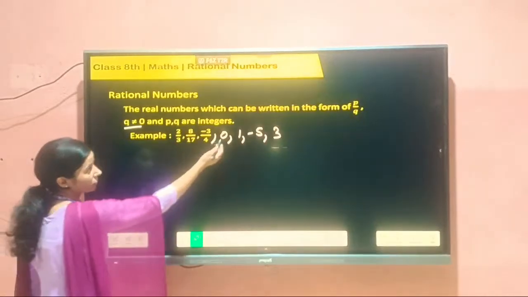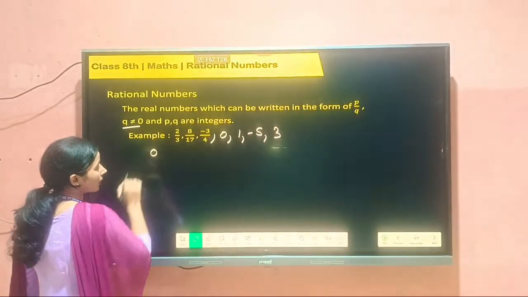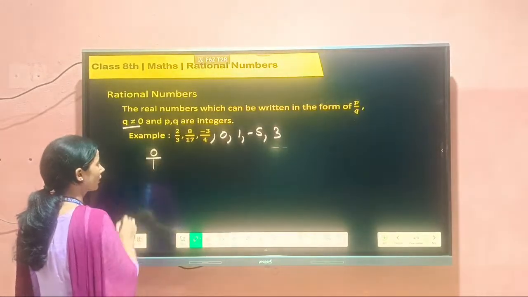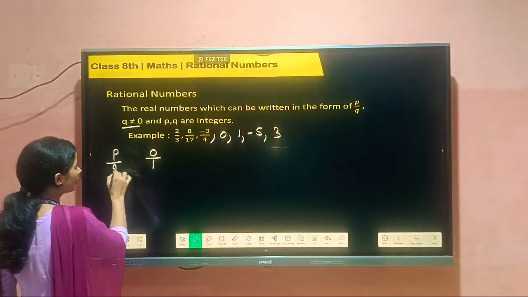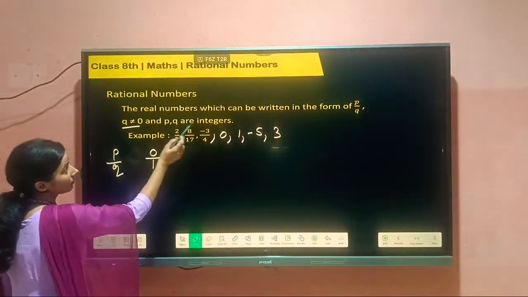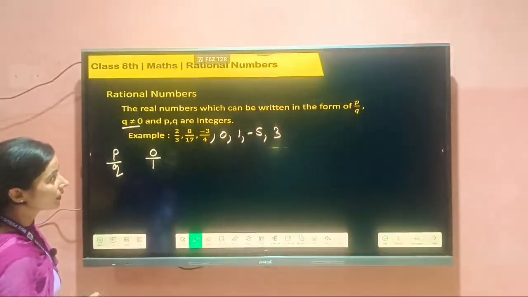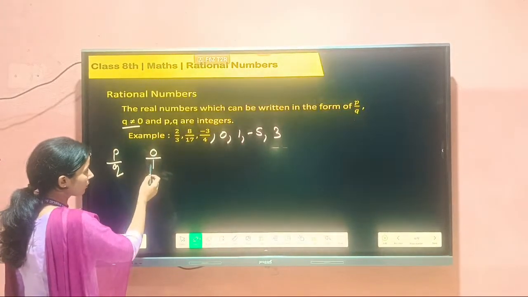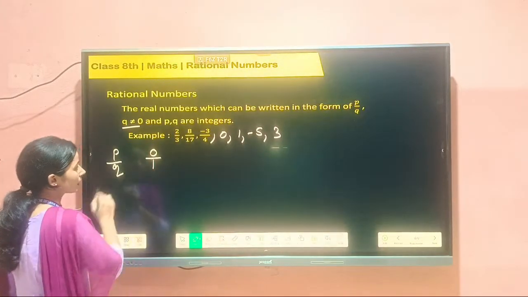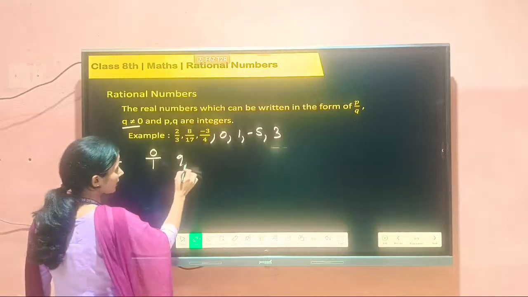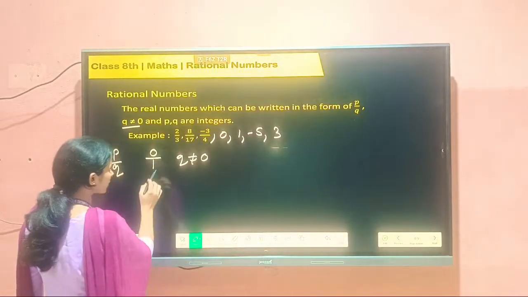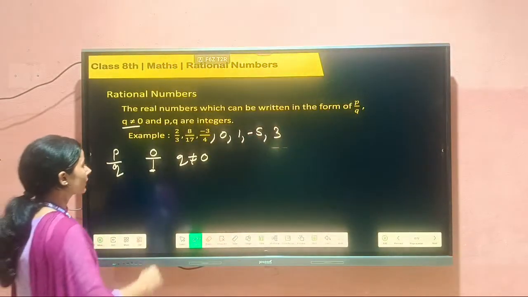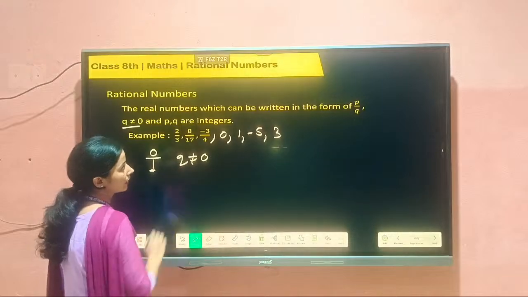Let us discuss how 0 could be a rational number. We can write 0 as 0/1. Our condition is fulfilled: the real number which can be expressed in p/q form. So I expressed this 0 in 0/1 form, this p/q form, and my condition is as it is, q is not equal to 0. It means this 1 is non-zero there. Okay, and 0 and 1 both are integers.